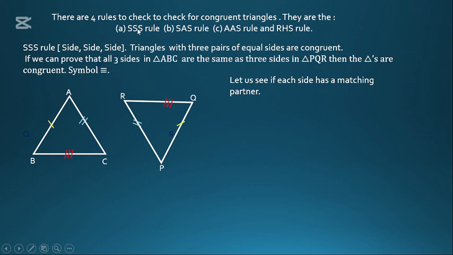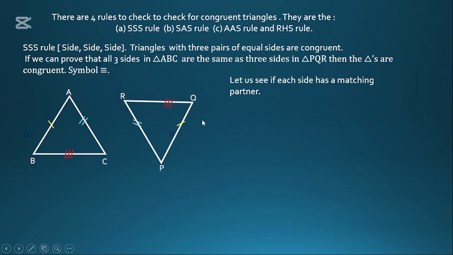Now we start with the side, side, side rule. They tell you here that triangles with 3 pairs of equal sides are congruent. So if we can prove that all 3 sides in triangle ABC are the same as the 3 sides in PQR, then these 2 triangles are congruent, which means the 2 of them must be able to fit on top of each other perfectly. Let's see if each side has a matching partner.